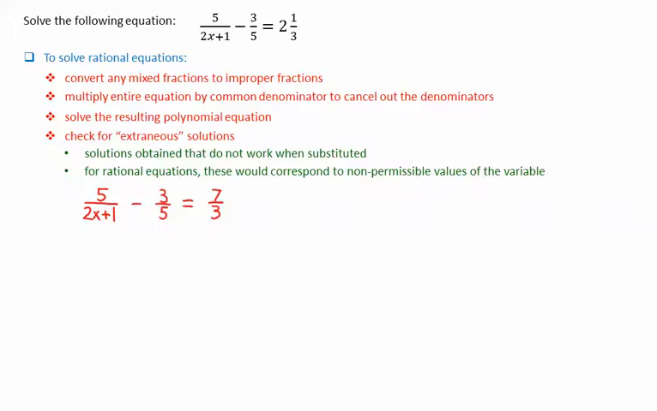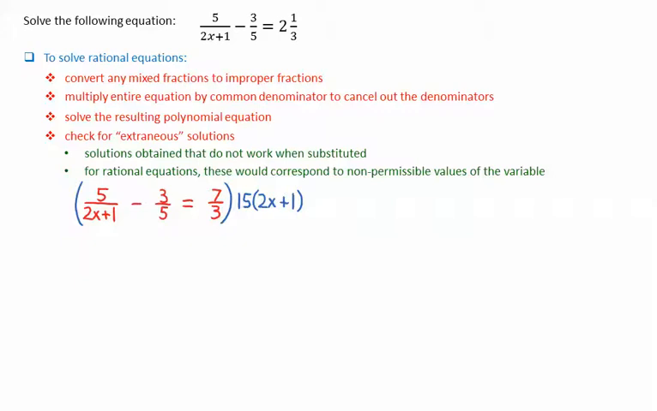So for this question, the first step is to change the 2 1/3 to an improper fraction of 7/3. We then have to multiply by a common denominator. In this case, the common denominator between the denominators 2x plus 1, 5, and 3 will be 5 times 3 times 2x plus 1, which is 15 times 2x plus 1.